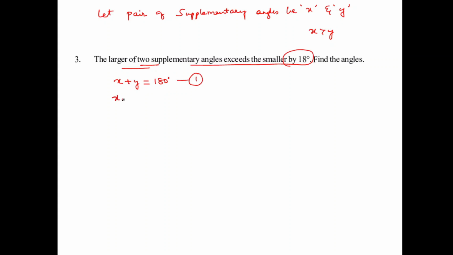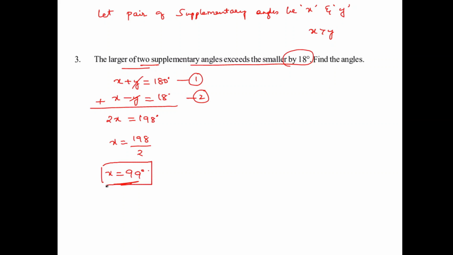As per the given data, exceeding the larger one by 18 degrees, so this is your equation number 2 here, right? So what I'll do is I'll just add, so that I'll get 2x here, and this is 198 degrees, right? So when I divide 198 degrees by 2, I'll get x as 99 degrees. Hope this is clear to everyone, right?